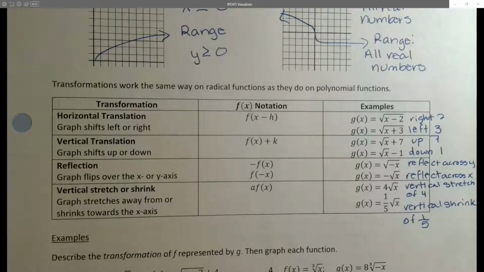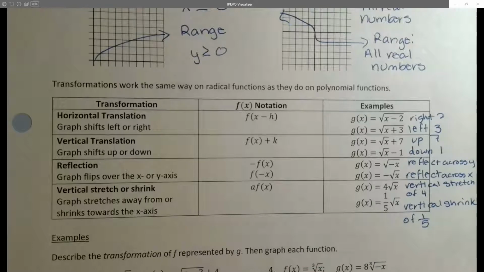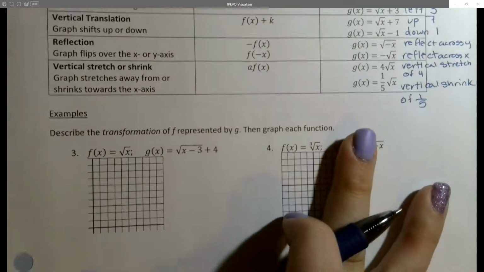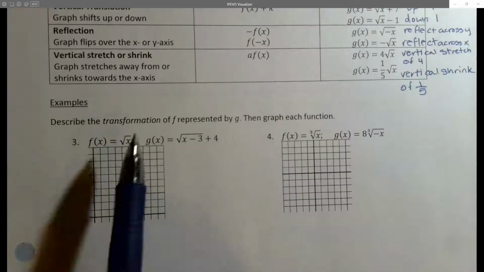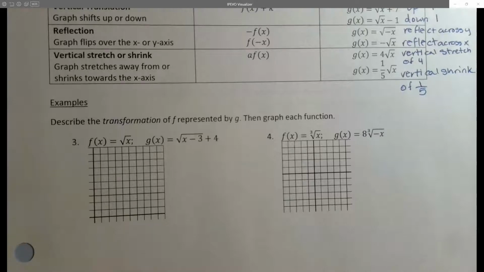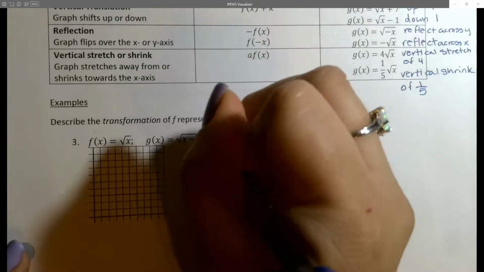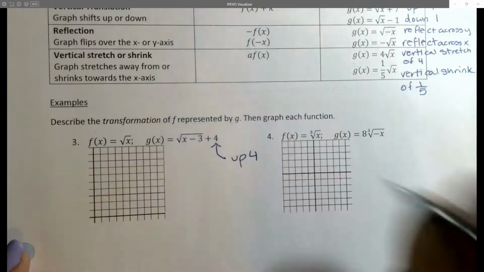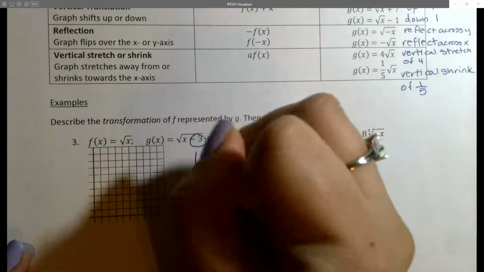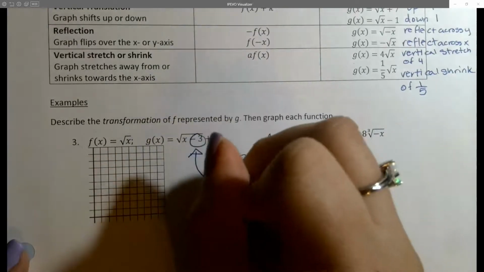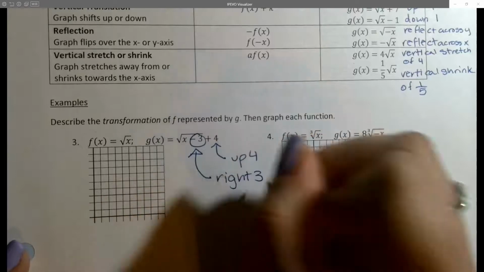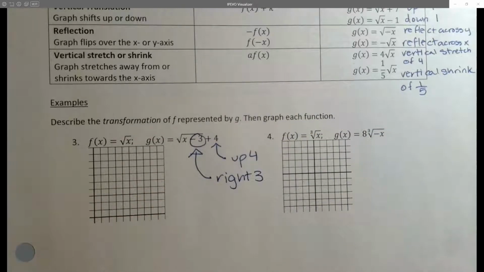Okay. Numbers 3 and 4 want me to describe the transformation of f represented by g and then to graph each function. So here I have those. I have f of x, which is my parent function. It is the square root of x, and g of x is the square root of x minus 3 plus 4. So remember, numbers on the outside move it up and down. So this is going up 4. And numbers on the inside move it left and right, opposite the sign. So this one is going right 3. So from my original graph, that's how it's going to change.